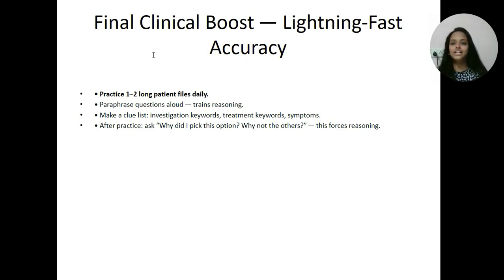Okay. All right, healthcare warriors, that's your ultimate Part C roadmap. Skim smart, scan for clues, paraphrase questions, and eliminate distractors. Always reason like a clinician.